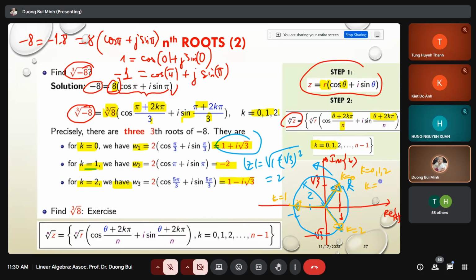So in the region we just have k is 0, 1, and 2. We don't have k is 3 because k is 3 will be the same as k is 0, right? 0, 1, 2, and then 3, 4, 5, 6, 7 repeat. So that's the reason we just have k is 0, 1, 2. Any questions so far, please?